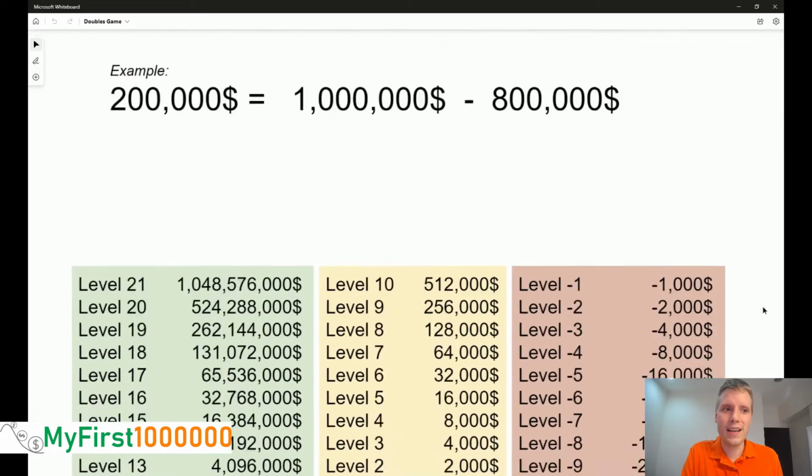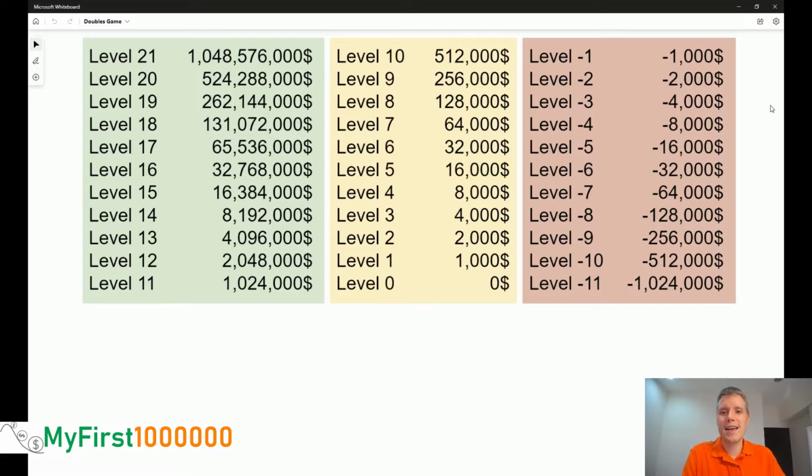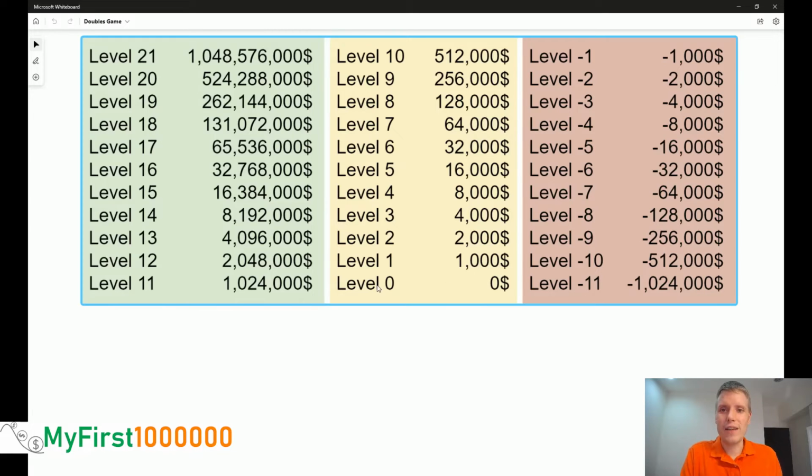Okay. In a previous video, we have already seen that money is just a doubles game. And that's exactly what we are going to do here too. You see here different levels. It's going from, if you don't have any net worth, you're at level 0. If you have around 1 million net worth, you will be at level 11. And I put it up to level 21, which would be 1 billion of net worth.